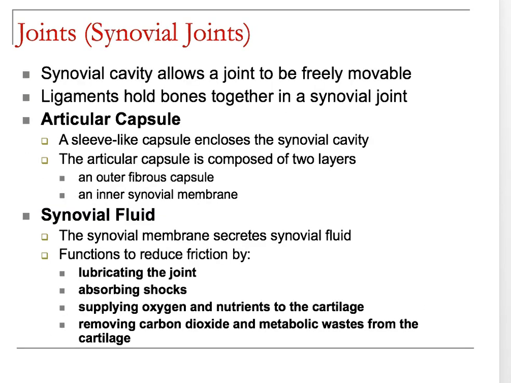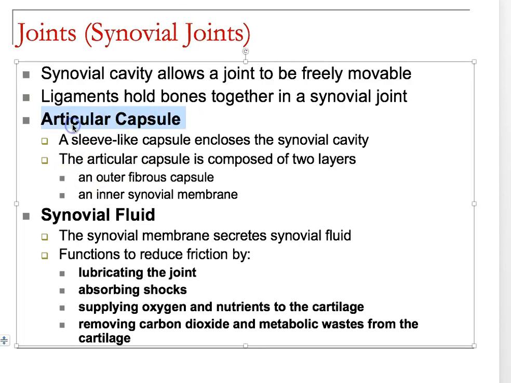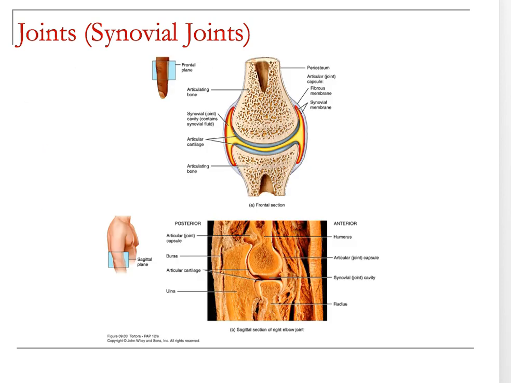When we're thinking about how synovial joints function, we actually have to create a capsule. Literally create a capsule that will have synovial fluid inside of it. And that synovial fluid reduces friction by lubricating the joint, absorbing shocks, supplying oxygen and nutrients to the cartilage itself. It's very slow because this is avascular tissue, and it's going to remove that carbon dioxide as well as metabolic waste from that space. Now here's a picture of a synovial joint.